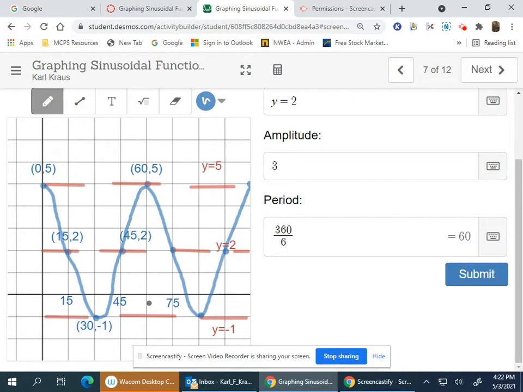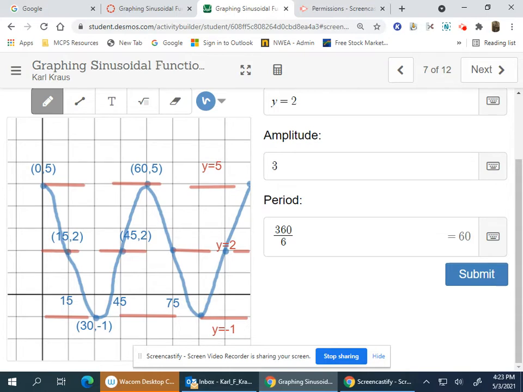So for the cosine curve, you start on the maximum, 0, 5, go to the maximum, 60, 5, and then halfway between 0 and 60 is 30. I'm at a minimum, 30, negative 1. Then halfway between 0 and 30 is 15, and I'm at the center line too. Halfway between 30 and 60 is 45. I'm on the midline or center line again. And then I can just repeat this pattern.